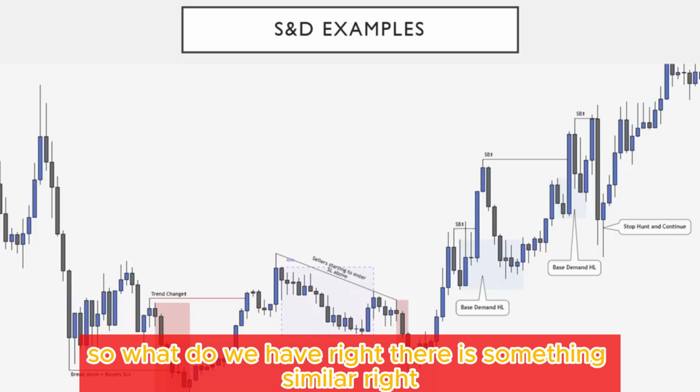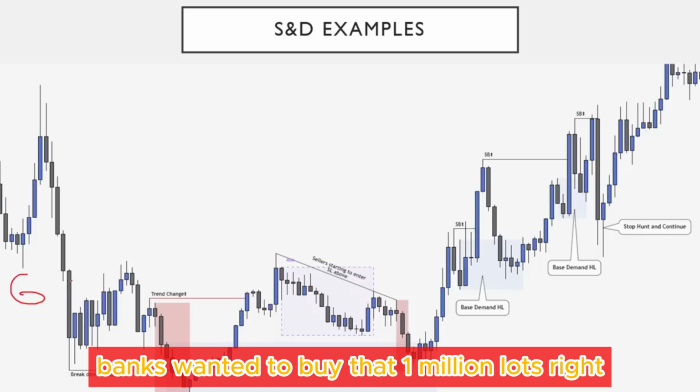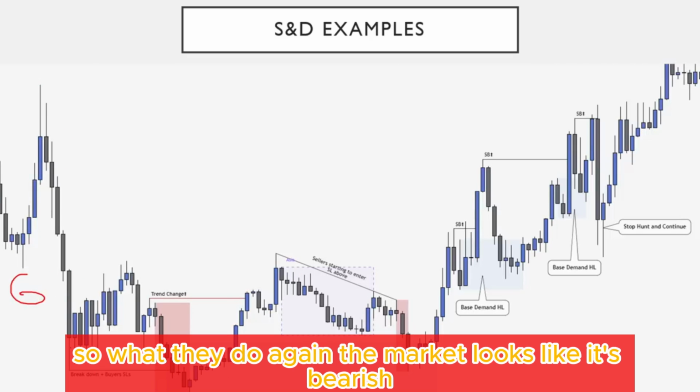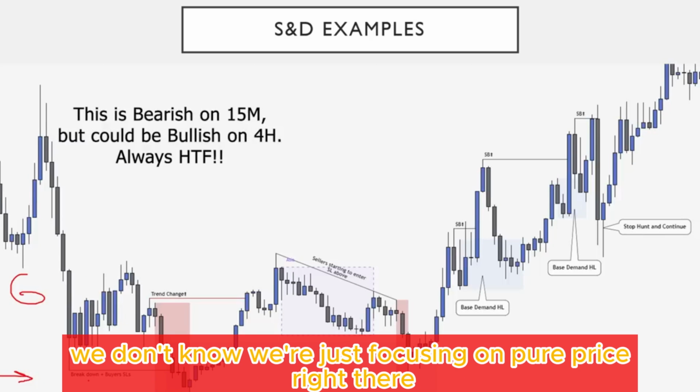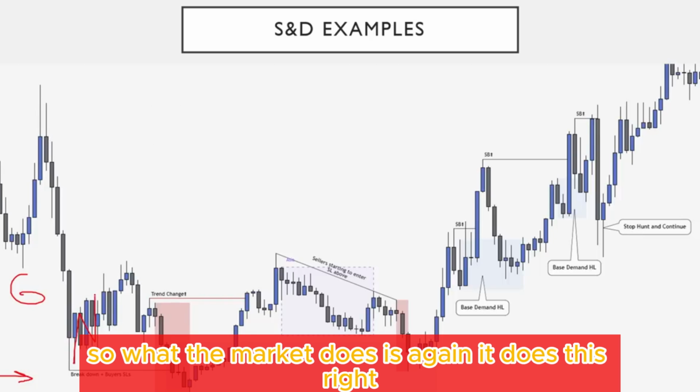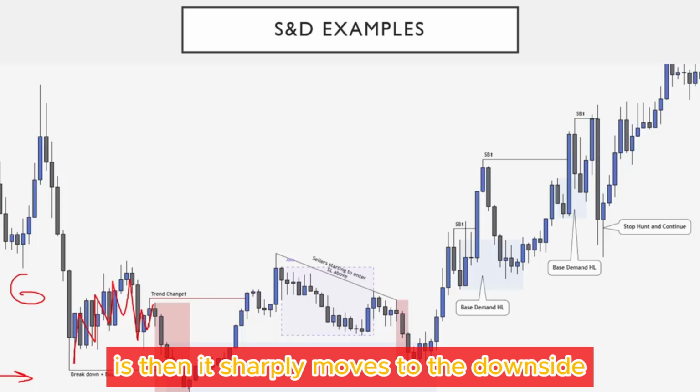Okay, so what do we have right there is something similar, right? So say at this precise moment right there, banks wanted to buy that 1 million lots, right? So what they do, again, the market looks like it's bearish, but there is probably something on the left, right? We don't know. We're just focusing on pure price right there. So what the market does is, again, it does this, right? Boom, boom, boom, boom, boom, makes a little bit of choppiness, then it sharply moves to the downside.